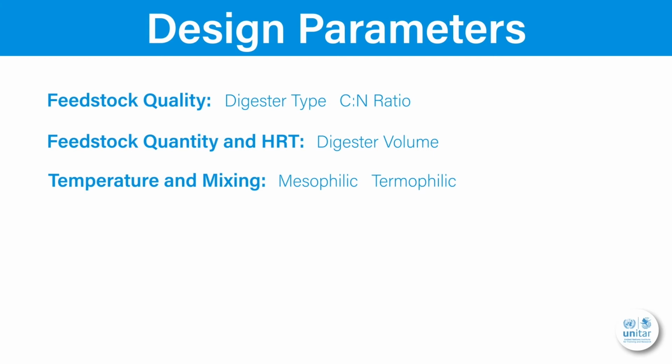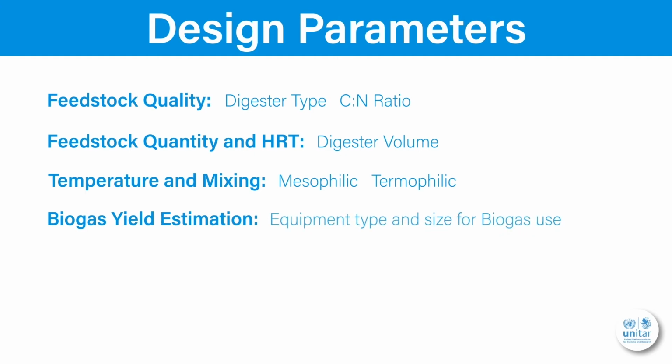One last important design parameter we would like to show you is the biogas yield estimation. Based on BMP tests, we understand how much biogas can potentially be produced per kilogram VS fed into the digester. Together with feedstock quantity, we can estimate the total biogas production per day. This will determine the equipment type and size for the use of the biogas. A wrong estimation and inadequate equipment for the biogas line might not work optimally.